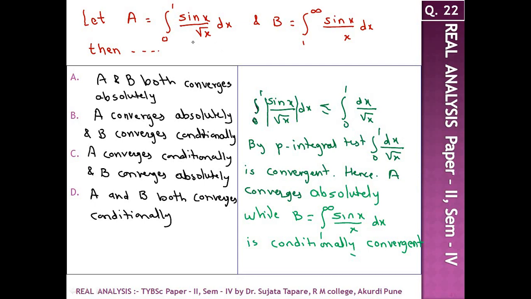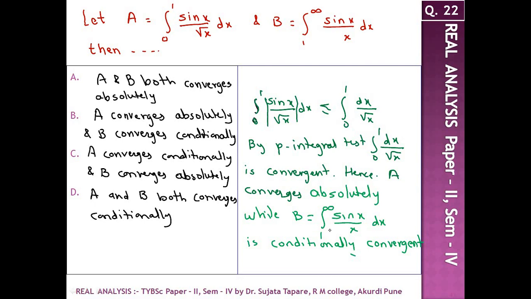So we go to the integral a. So it is integration 0 to 1. Consider if I put modulus over here to check convergence. So it is less than or equal to integration 0 to 1 dx upon root x. By the p integral test, here x raised to 1/2, so p is equal to 1/2, which is less than 1. So it is convergent, because it is an improper integral of the second kind. Hence after putting modulus, we get convergent. So hence it converges absolutely.